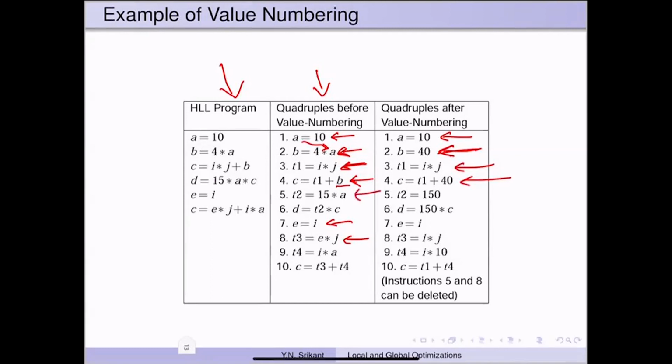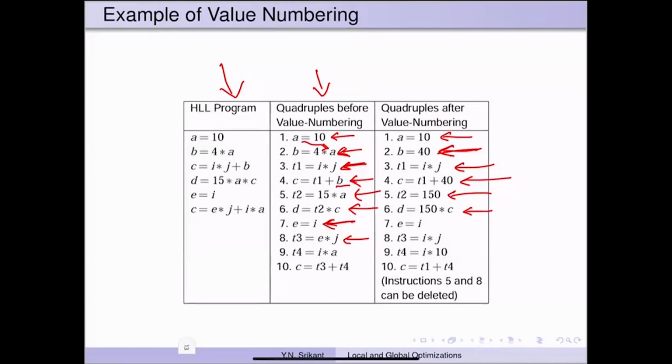Then we have T2 equal to 15 star A. So A has a constant value. So the quadruple now becomes T2 equal to 150 and is accordingly entered into the value number hash tables. Now T2 star C becomes 150 star C. See, constant propagation can happen. T2 is a constant. So 150 star C is the new quadruple which is obtained.